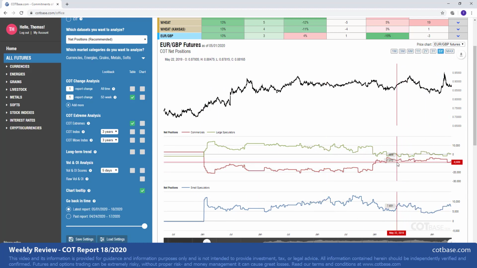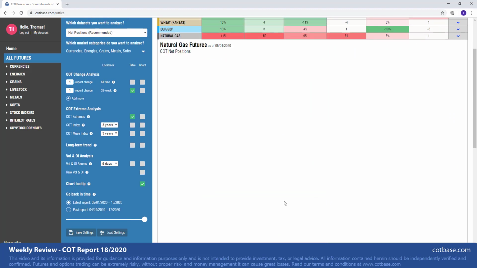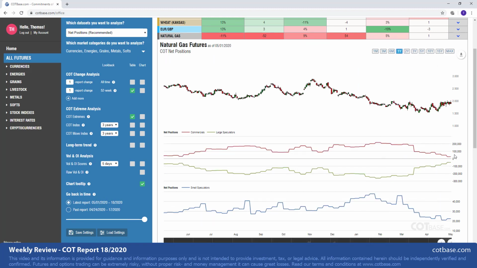Not much to talk about here, I would say. So let's move on to the natural gas market with an 11% change over there in commercials positions. You can see that change size over here. I would say very, very close to average, nothing too unusual, but nevertheless, it's here. It is, of course, slightly bearish, suggesting some weakness happening early next week.